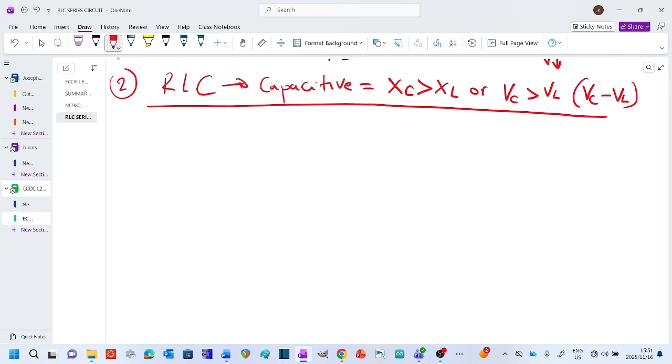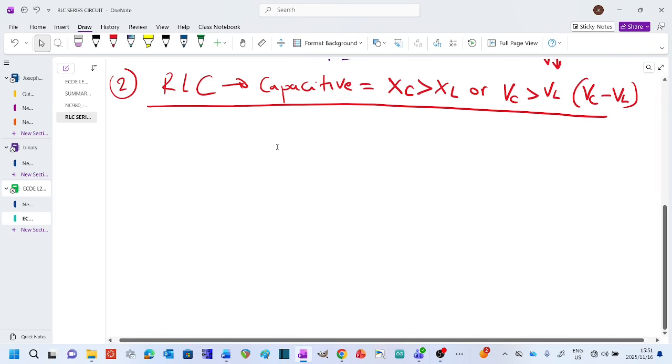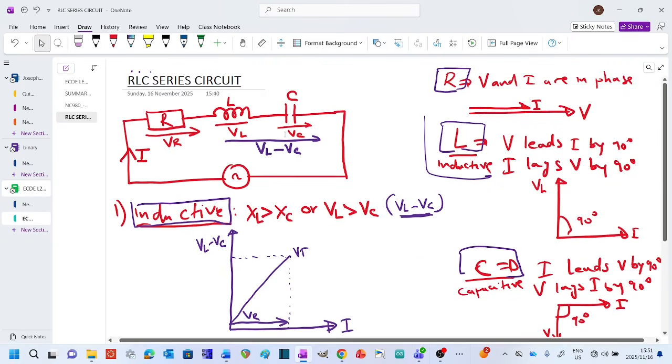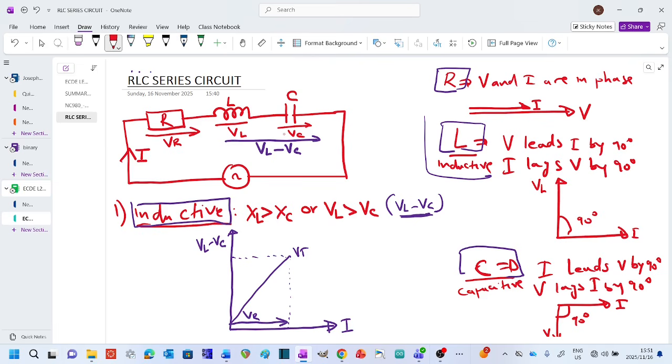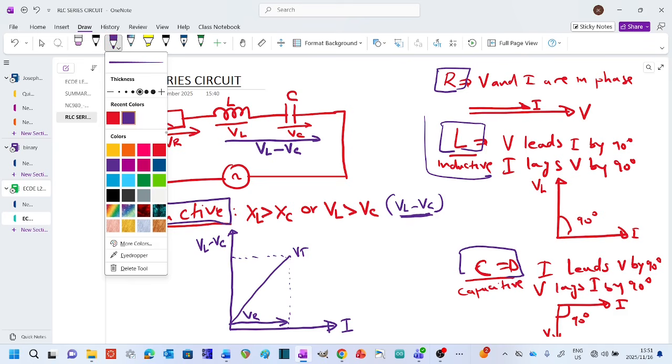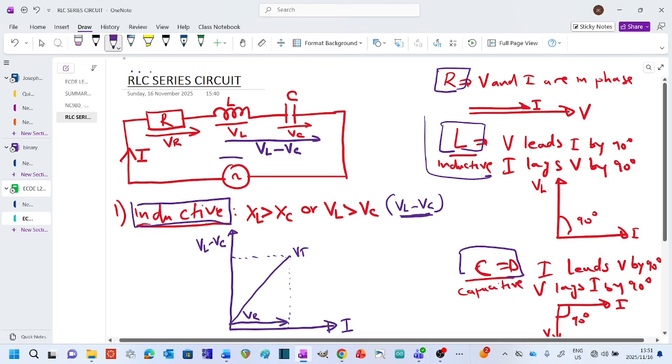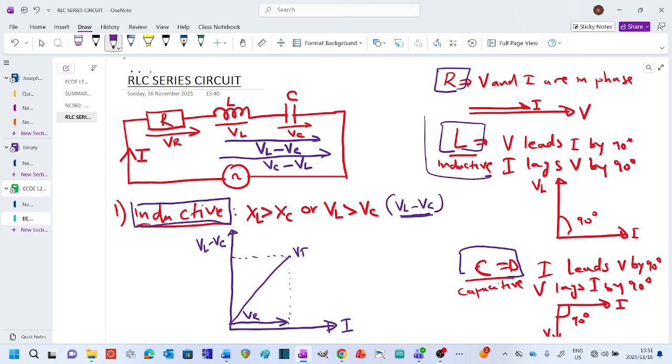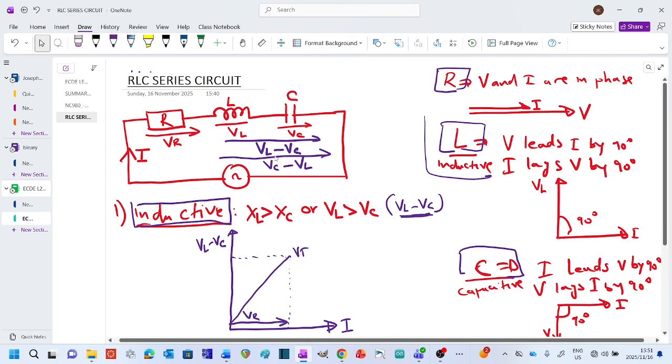And how does the voltage behave versus the current in a capacitive circuit? Let's check the circuit here. So this voltage across the inductor and capacitor, let me put the color blue back again, is now not VL minus VC, it's now VC minus VL, because where your capacitor voltage is greater than your inductor voltage, that circuit is said to be capacitive. So that would be our vector there.